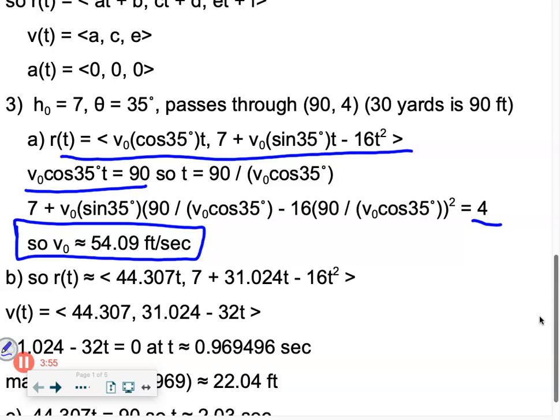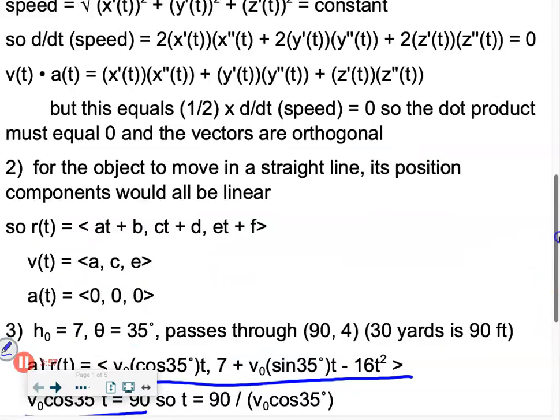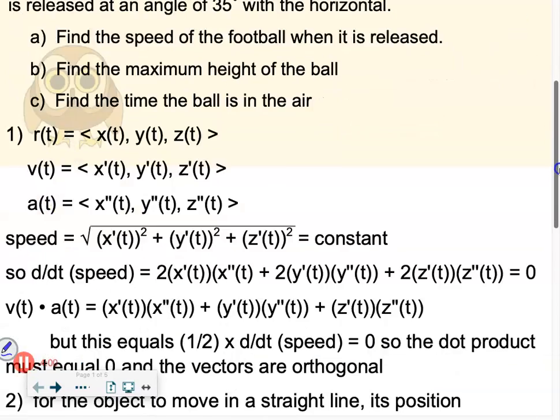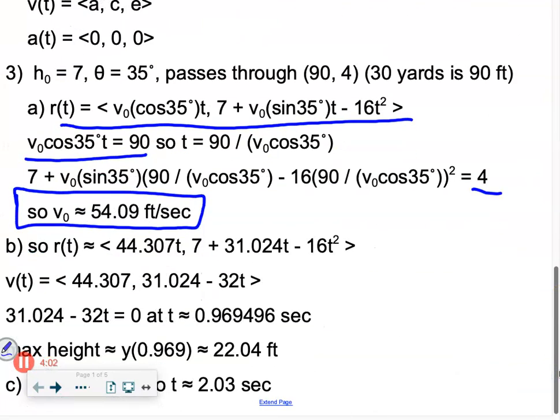All right. So the second part of the question was find the maximum height of the ball. So maximum height of the ball, how do you find a maximum height? Set the derivative of the y component equal to 0, right? So anyway, I rewrote my position function. So there's my velocity. Set the y component of the velocity equal to 0. You get that this happens at around 0.969 seconds. You plug that into your y position, and you get that the maximum height of the ball is around 22 feet.